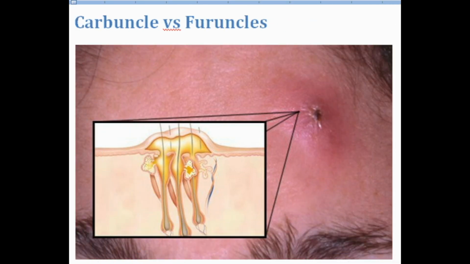Carbuncle versus furuncles. A carbuncle is an abscess in the skin caused by the bacterium Staphylococcus aureus. It usually involves a group of hair follicles and is therefore larger than a typical furuncle, or boil. A carbuncle can have one or more openings onto the skin and may be associated with fever or chills. Carbuncles are considered more serious skin conditions. When you have multiple carbuncles, the condition is known as carbunculosis.